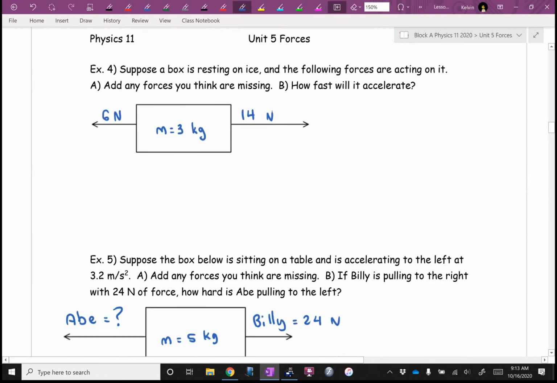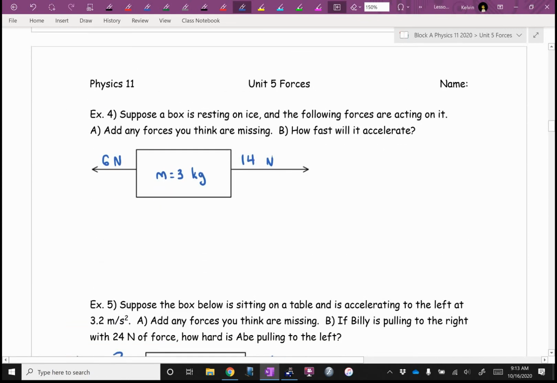Example 4. Suppose the box is resting on ice and the following forces are acting on it. A says add any forces you think are missing, and B asks how fast will it accelerate? Okay, this is a job for a free body diagram. Now, how do I know that? There's multiple forces and they're wanting me to find an acceleration. Or they give me the acceleration and there's multiple forces and they want me to find one of the missing forces. Let's represent the box with a dot.